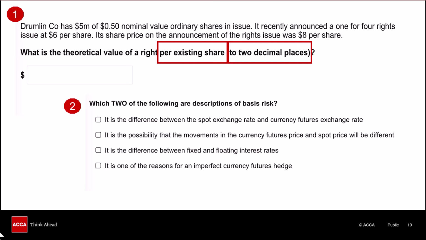Number 2 says which 2 of the following are descriptions of basis risk. Now again here, if you don't select 2 correct ones, you won't get the 2 marks. If you select just 1 that's correct, there are 0 marks for that. You will not get 1 mark for getting 1 correct. You have to get 2 correct. So again, the importance of reading the question carefully and selecting 2 answers.